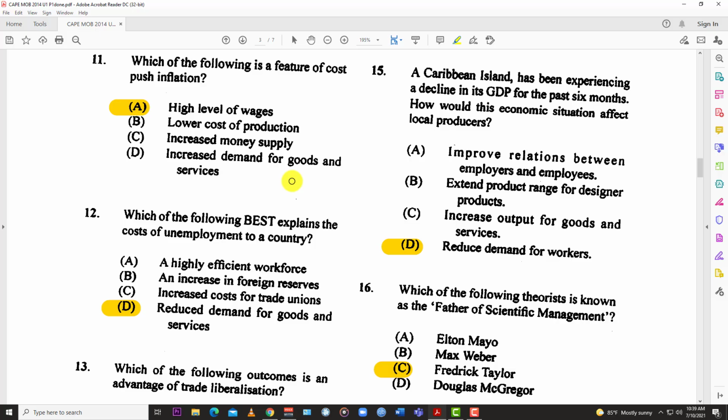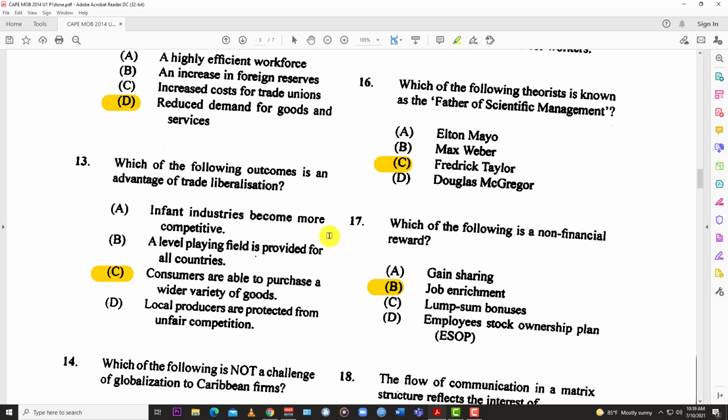Okay, so let's just move on to number 16. Which of the following theorists is known as the father of scientific management? And the answer here is C, Frederick Taylor.